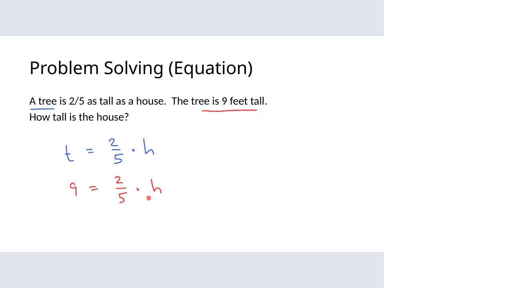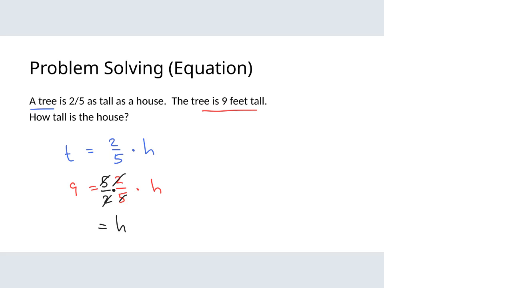If I'm trying to get h by itself, I've got to get this 2/5 to go away. What do I want to multiply by? And Nicole's exactly right. We want to multiply by 5/2. Very important word from today. We're multiplying by the reciprocal of 2/5 because that'll get the 5's to cancel and it'll get the 2 to cancel. If I multiply by 5/2 on the right, these cancel and all I have left is h.